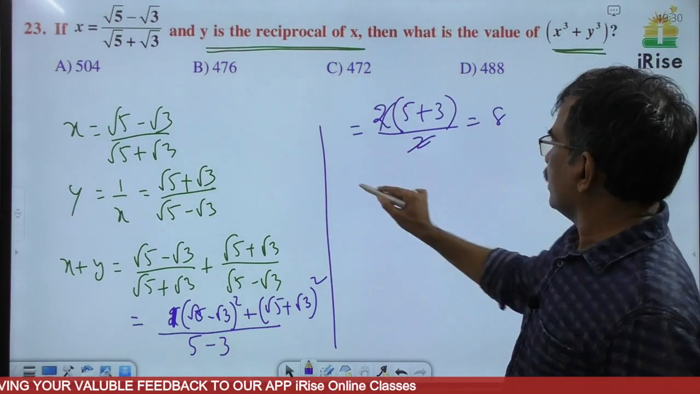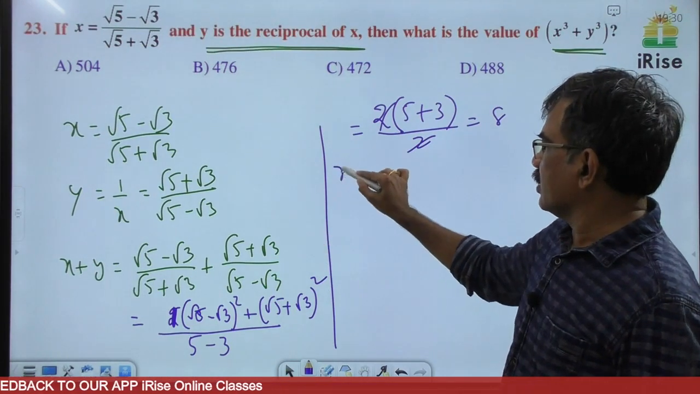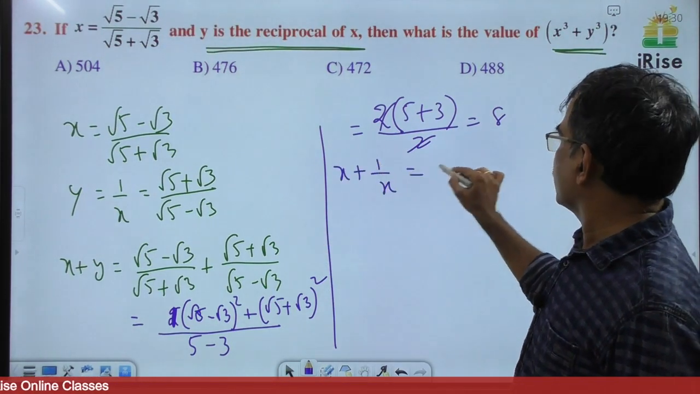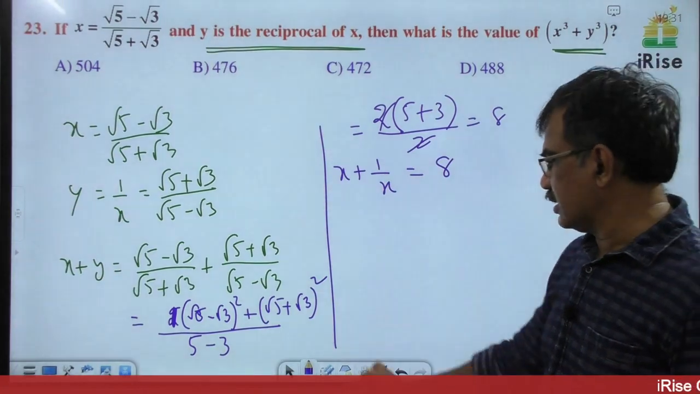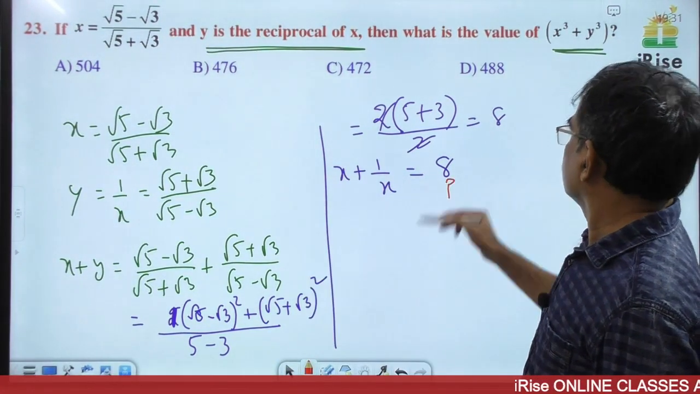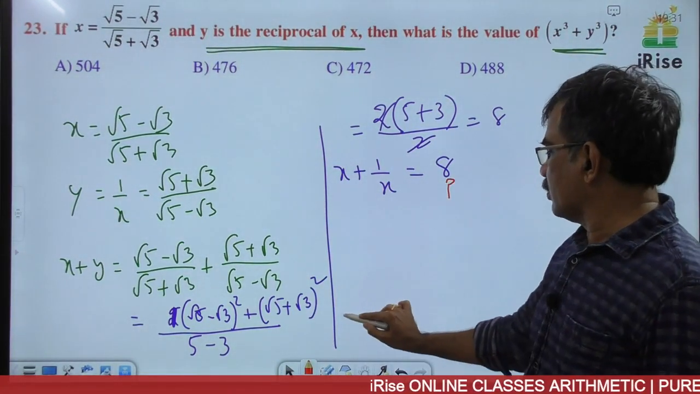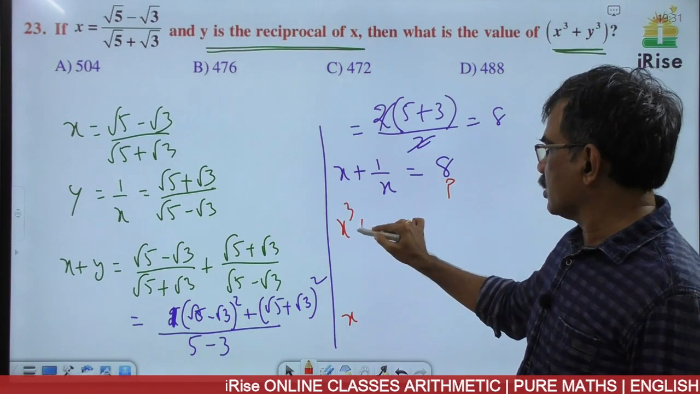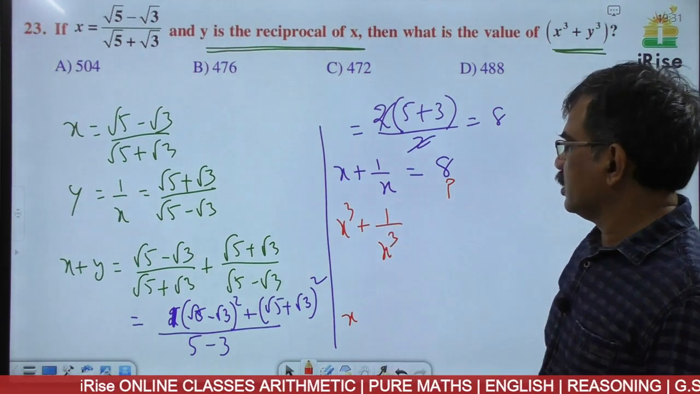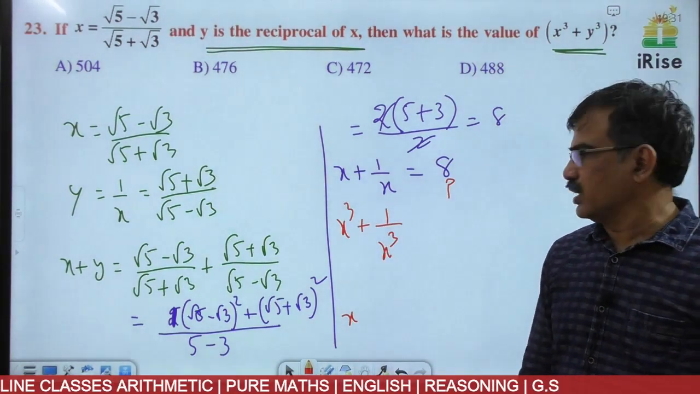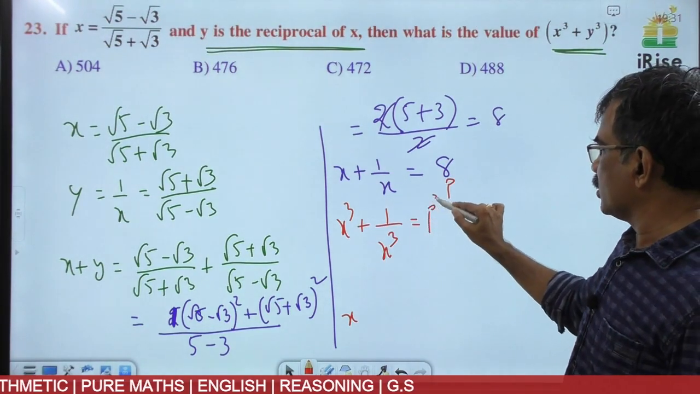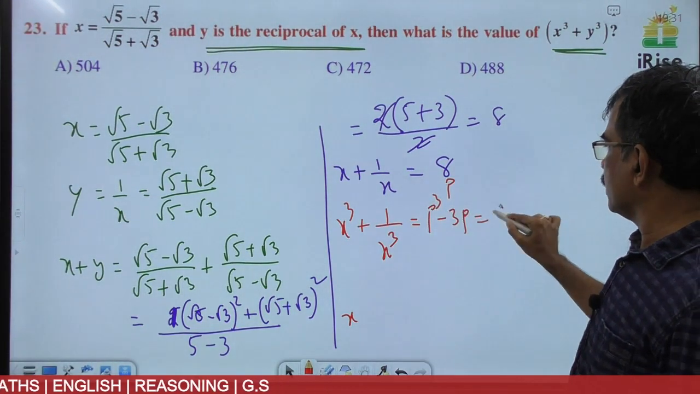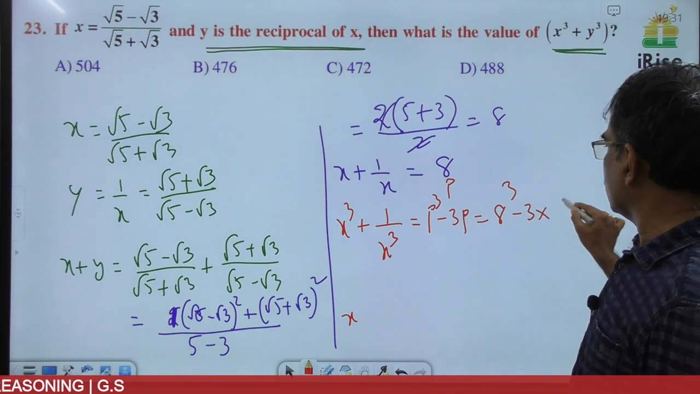So they want here y is nothing but 1 by x, and x plus 1 by x is equal to 8 directly. Consider this as p. They want x cube plus 1 by x cube. If x plus 1 by x is p, x cube plus 1 by x cube is equal to p cube minus 3p. 8 cube minus 3 into 8 is the answer.